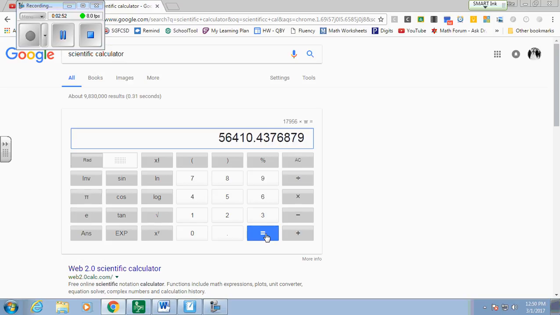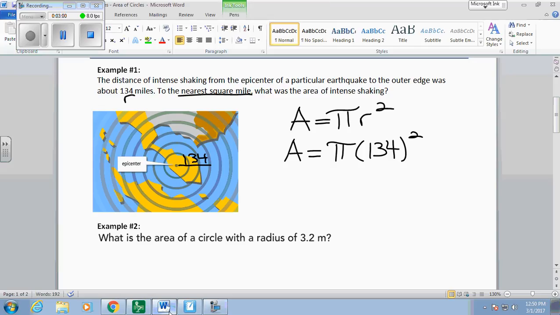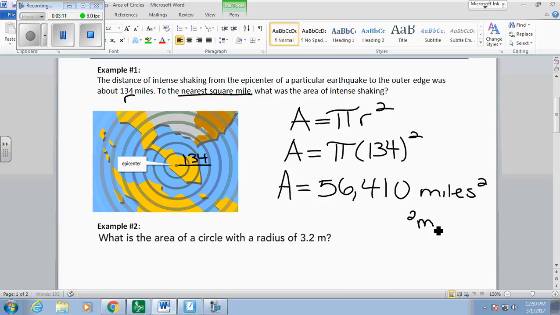Again, they asked us to go to the nearest square mile. That means we're just going to the nearest whole number, so it appears that it is 56,410. Okay, and the unit was miles, so it would be miles squared. Please make sure that you don't go like squared miles like this, because when you write that, it would make it look like you're squaring the number, so that's not accurate, okay? It's miles squared, or if you wanted to, you could put squared miles like that.